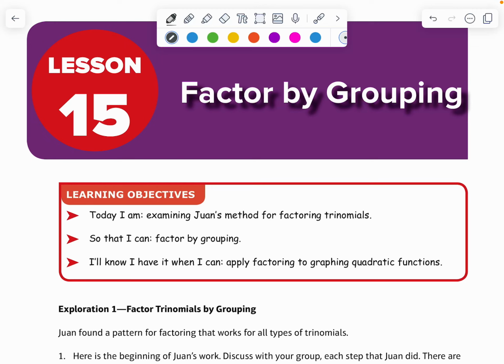Hello, now that you are an expert at pulling out the greatest common factor, we're going to do a little more factoring. So please turn to lesson 15. We're going to factor by grouping. All right, take a look at grouping. We're going to have trinomials.